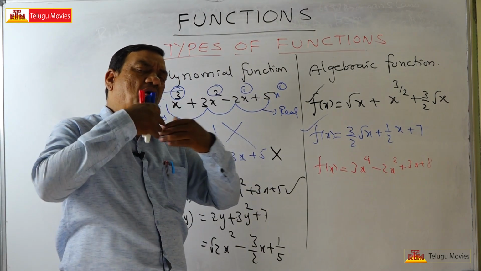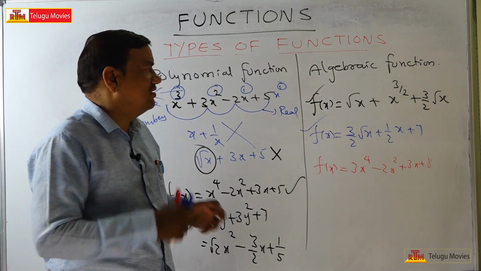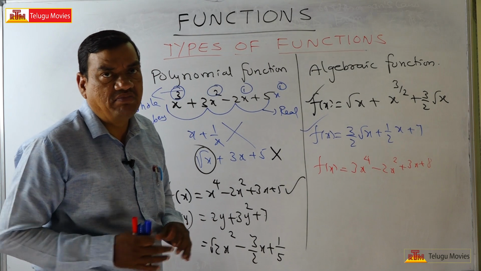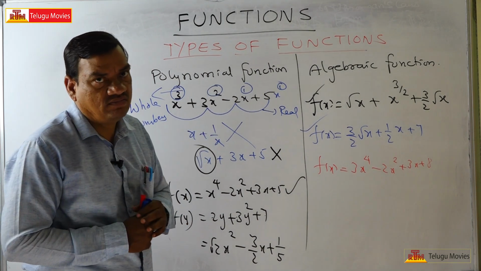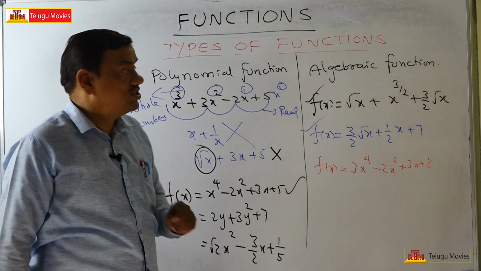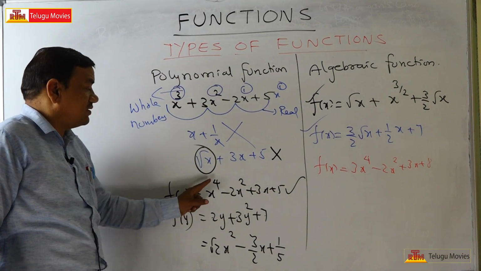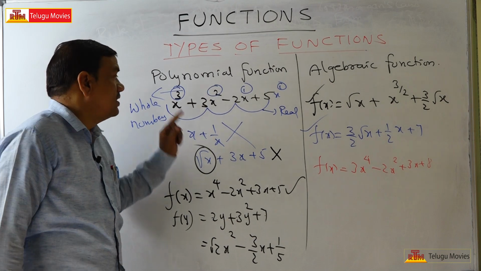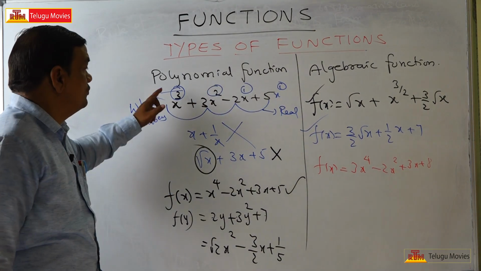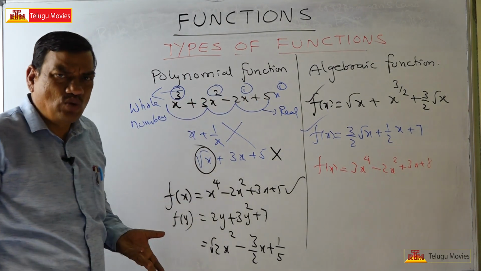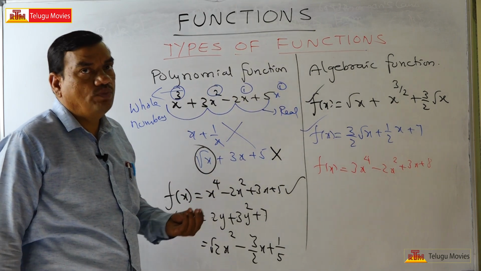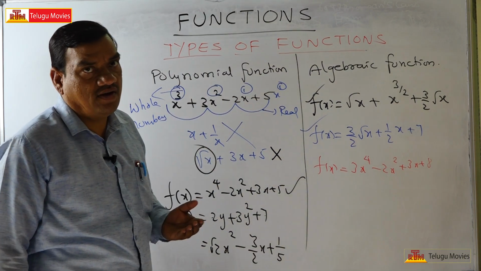Algebraic functions means what? All will come, all mixed. Root x, x power 3 by 2, 3 by 2 root x, root of sin x, whatever may be the mixing, all the things you will get. So those are called algebraic functions. Only when the powers are integers, that means 0 or positive integers, that means whole numbers, they are called polynomial functions. I hope that you understand these two functions clearly.